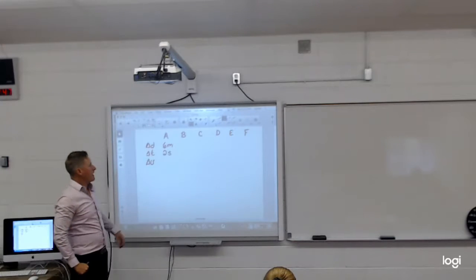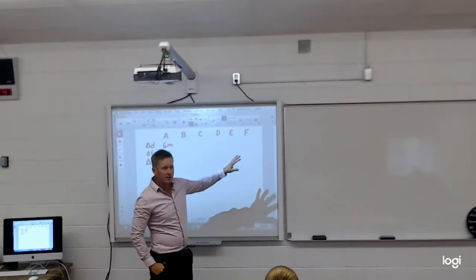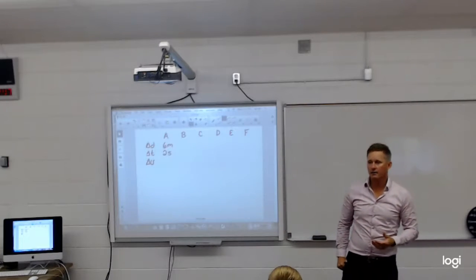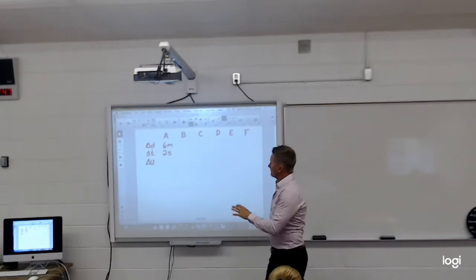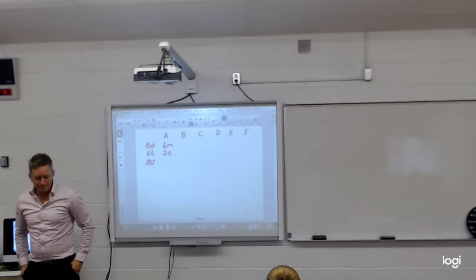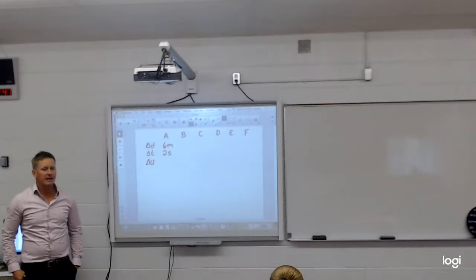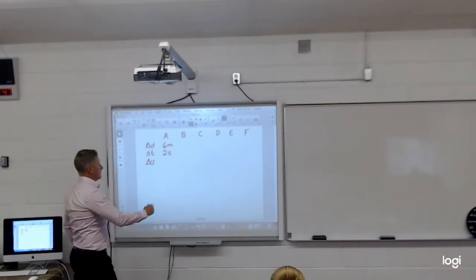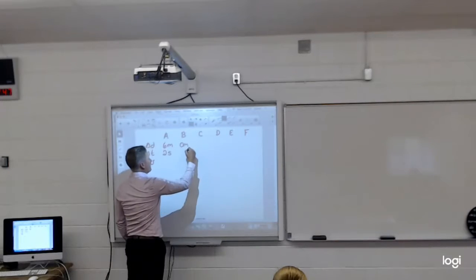Now, the reason I'm having you do this, even though it's in the book, is because this is how you're going to set it up on your test. You're going to have to set up the chart just as is. So we want to get used to that now. In B, what's the displacement in B? 0. And how much time were they stopped for? 4 seconds. Okay, great.